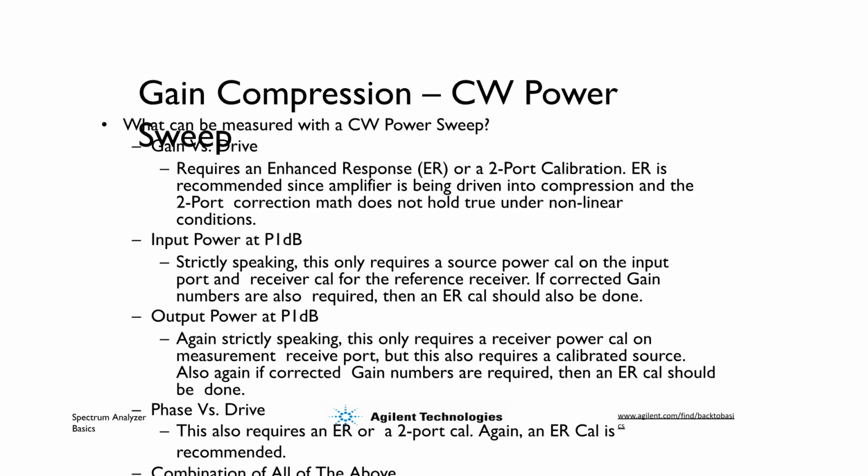A key figure of merit is P-1 decibel, the power that reduces the apparent gain by 1 decibel. A continuous wave power sweep can measure gain versus drive, input power at P1 decibel, output power at P1 decibel, phase versus drive, and a combination of all of the above. Achieving corrected gain numbers may require an enhanced response, ER, or a two-port calibration.